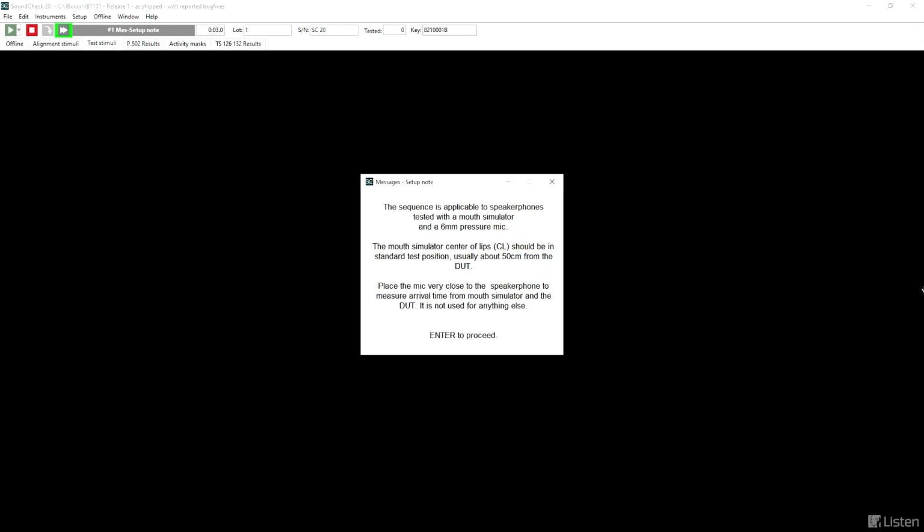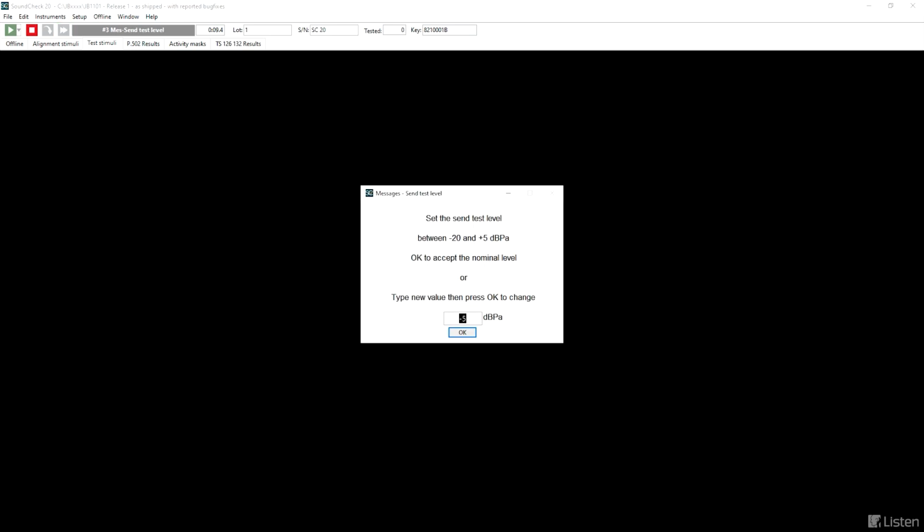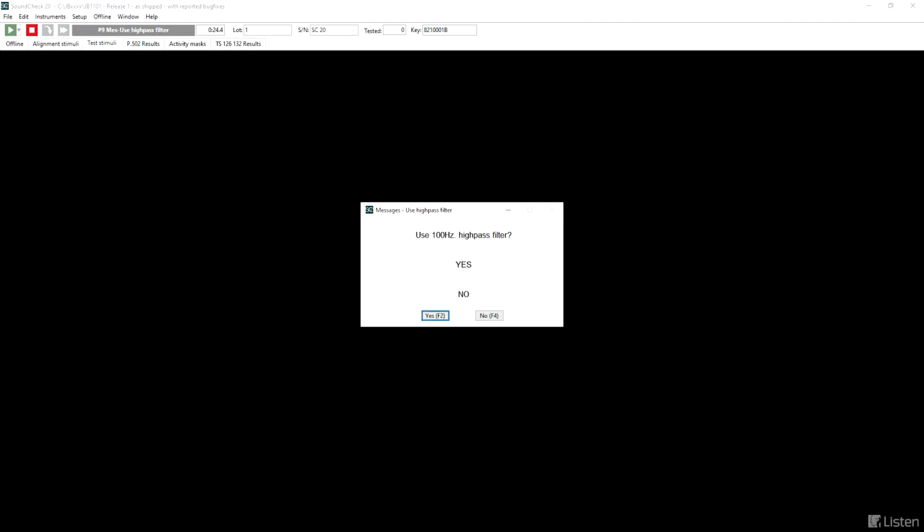So when the sequence does start, you'll be given a prompt just to remind you about the setup, the positions that we showed you earlier. The sending level is pretty typical, but again, it can vary over a wide range. Also, the receiving level is typical, but it can also vary quite a bit. You'll also get a chance to put in a 100 Hz high-pass filter. That's a good idea to eliminate noise that might otherwise be part of the measurement.